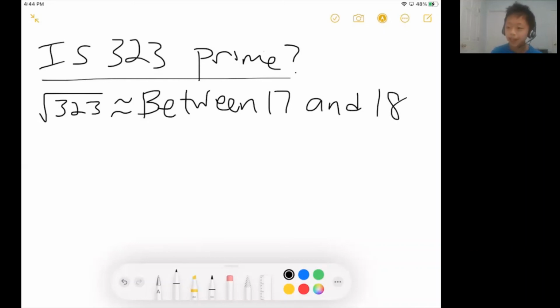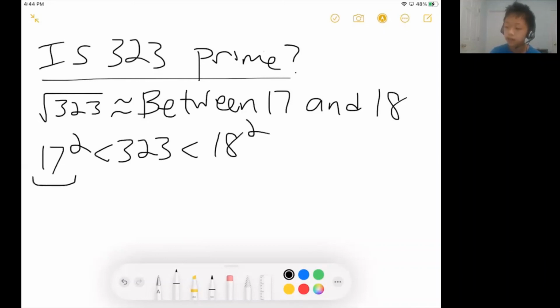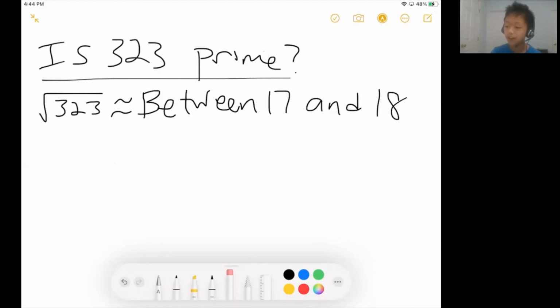The reason why is because 17 squared is less than 323, which is less than 18 squared, because 17 squared is 289, and 18 squared is 324. So 323 is between 289 and 324. If we take the square root of both sides, we get that the square root of 323 is between 17 and 18. Just a brief intro there.